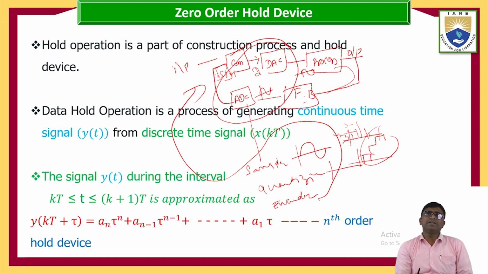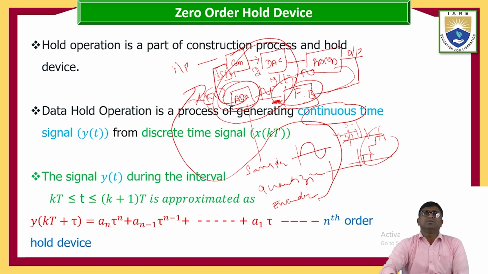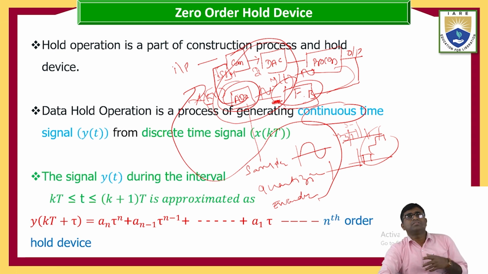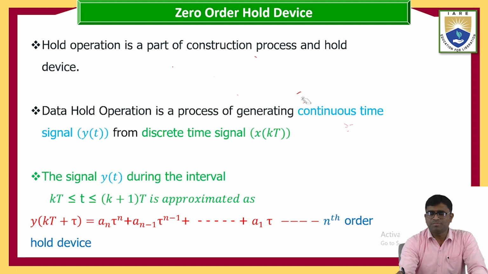That's why we are generating the continuous time signal here. This continuous time signal is y of t, generated from the discrete time signal x of kT in this block. At this stage the hold operation is processed here. That is the second point.